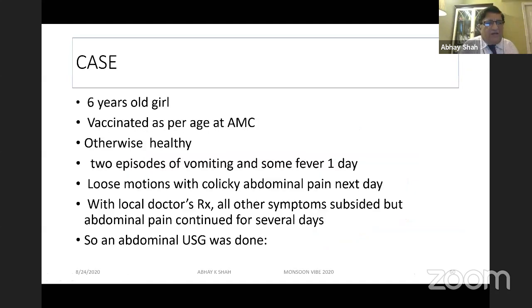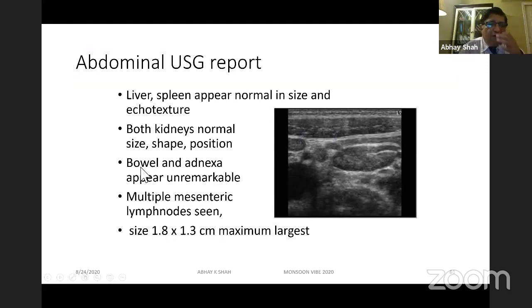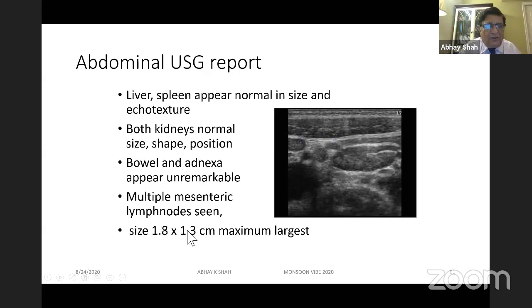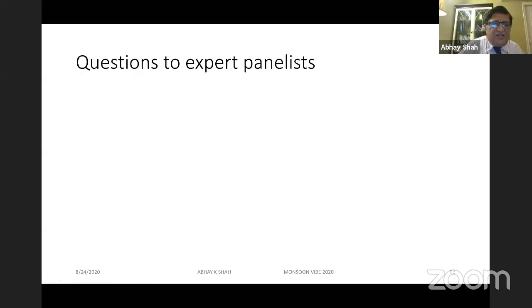Here is the next case, a 6-year-old girl, vaccinated as per the corporation card, otherwise healthy. There were 2 episodes of vomiting and some fever for one day. So fever was not significant. Loose motions with colicky abdominal pain after coming back from a picnic. With local doctor treatment, all other symptoms subsided, but the abdominal pain continued, and someone asked for abdominal sonography. If you look at the sonography, all viscera were normal with normal echo texture, but there were multiple mesenteric lymph nodes, the largest being 1.3 centimeters. So this is a case of mesenteric lymphadenitis.